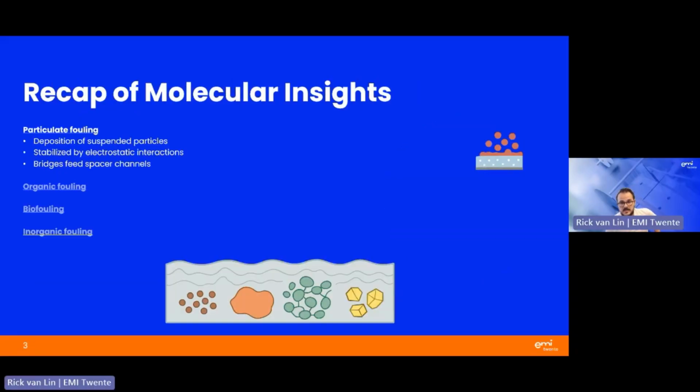So let's have a look at the different types of fouling. Generalizing, there are 4 types of fouling in membrane filtration. And as we just learned a lot about fouling mechanisms and how particulate and cake filtration works, let's start with those. So there's particulate fouling, which is a deposition of suspended particles. And these can be silts, clay, irons, oxides, colloidal silica. And these are stabilized by electrostatic interactions.